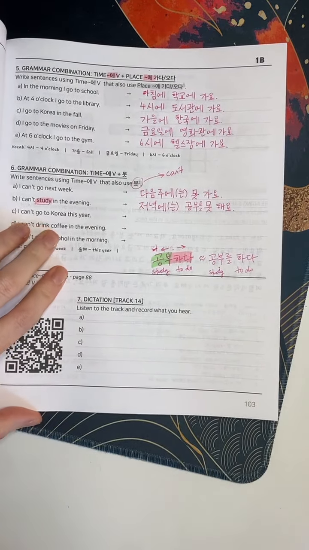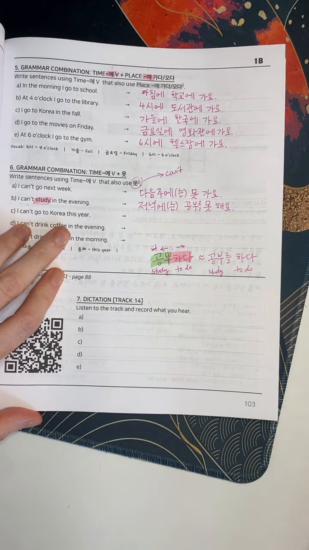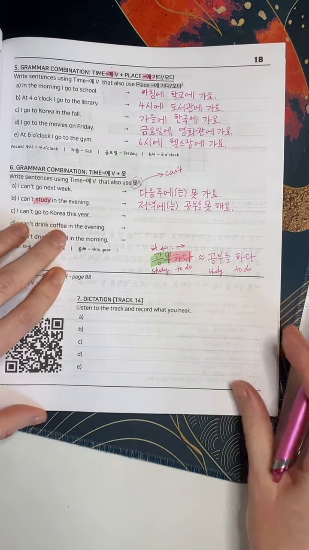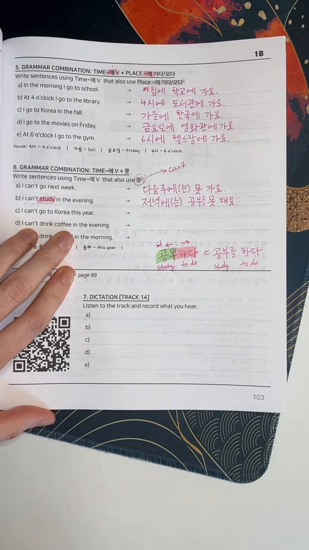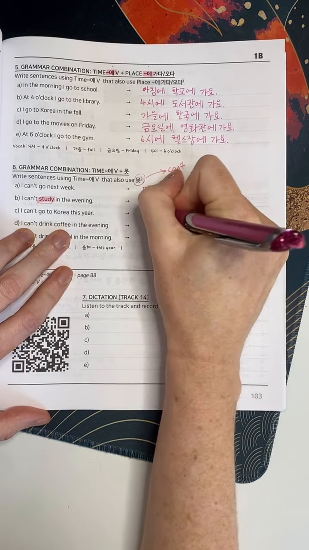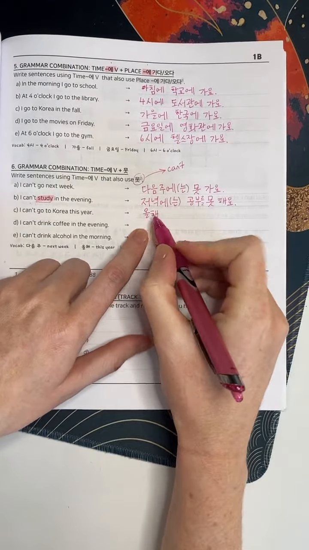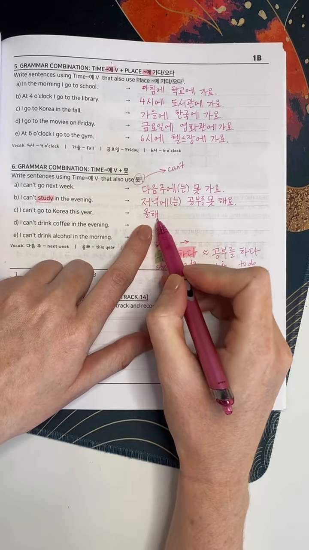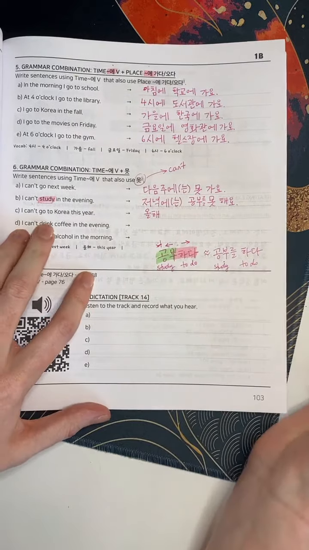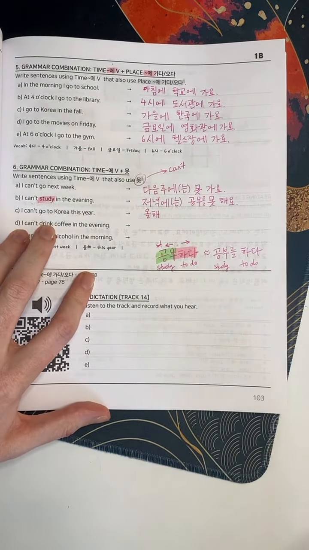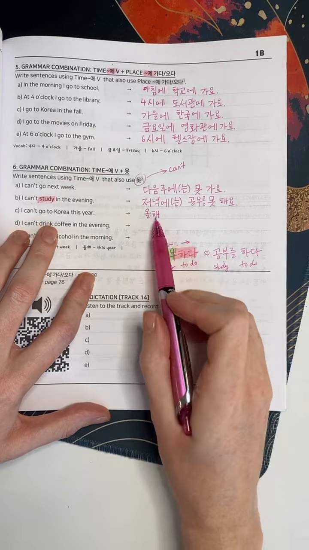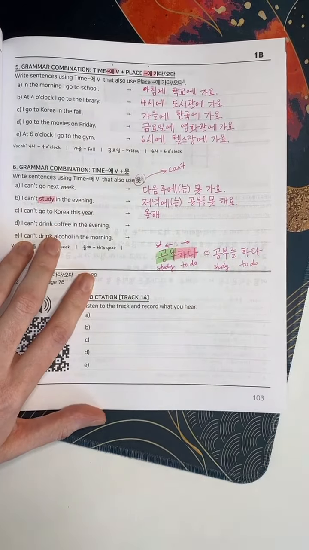C. I can't go to Korea this year. We had the word for this year earlier in this live stream. It's 올해. 올해 means this year. And remember that this is a bit of a trick question. 올해 does not use the 에 particle.